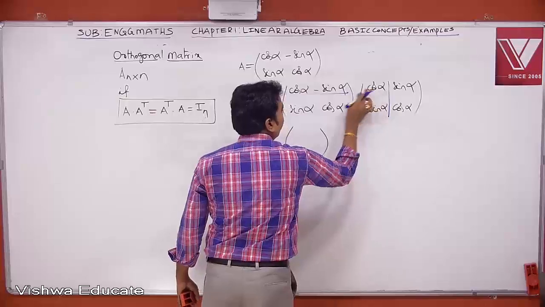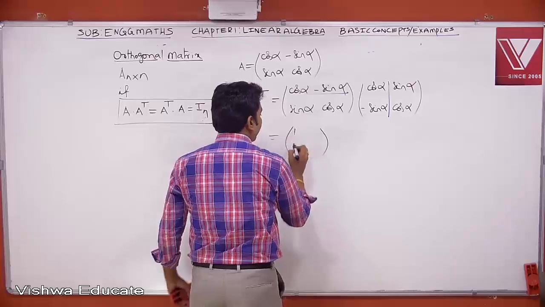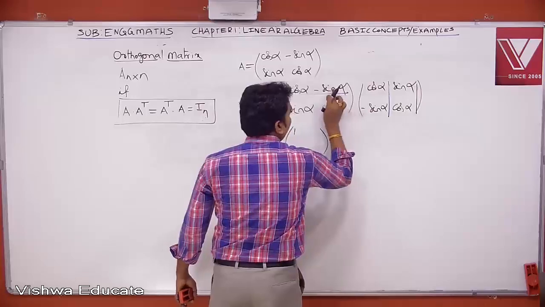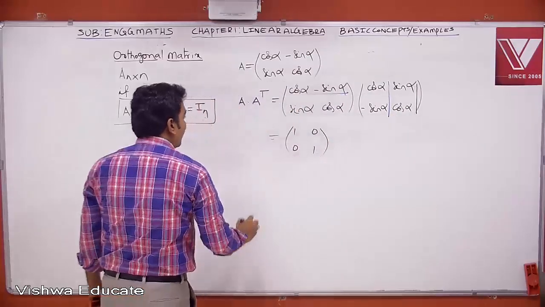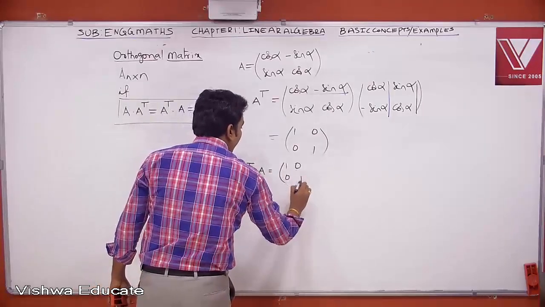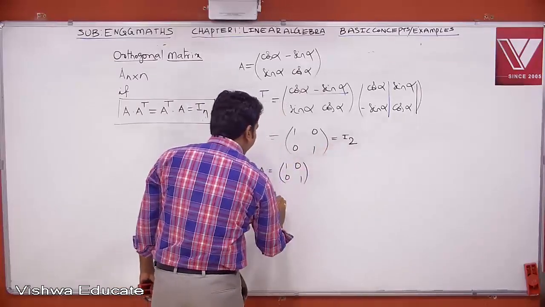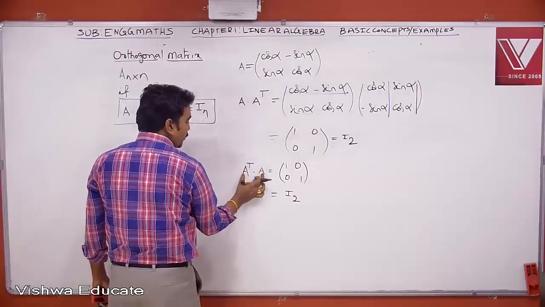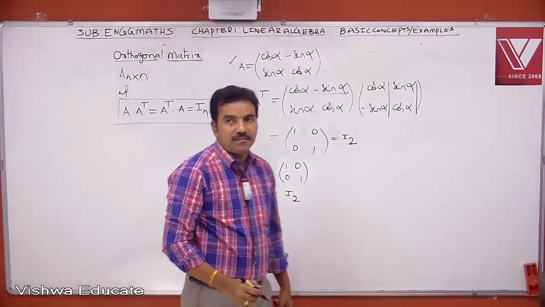Cos into cos, cos square alpha, minus into minus plus, so cos square alpha plus sin square alpha, it is 1. Next, multiply this with the second column, cos alpha sin alpha minus sin alpha cos alpha, it is 0. Similarly, the second row becomes 0, 1. In a similar way, you can easily verify that A into A transpose is also the same as 1, 0, 0, 1. Basically, this is I2. And even this is I2. So in this context, A into A transpose equal to A transpose into A equal to I2. So this is an example of a 2 by 2 orthogonal matrix.